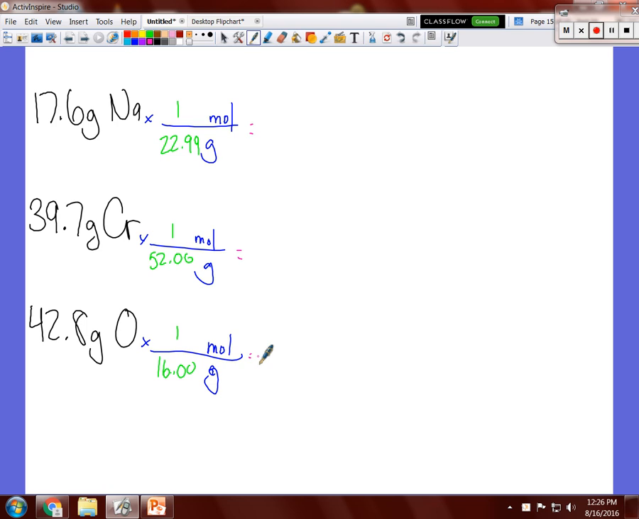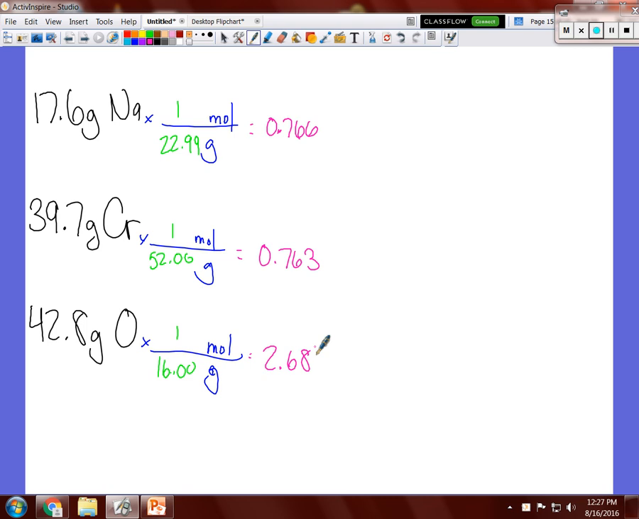All right, so how many moles is in sodium? Okay, what about moles of chromium? And then moles of oxygen. That got weird, that number. Okay, all right, so here we go.